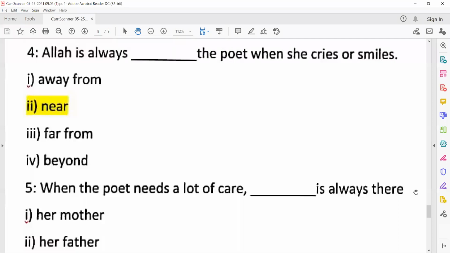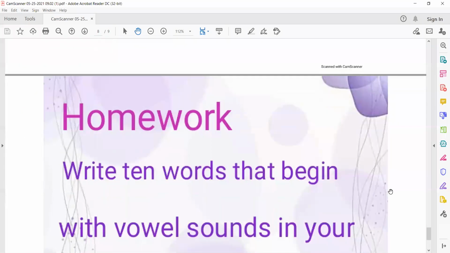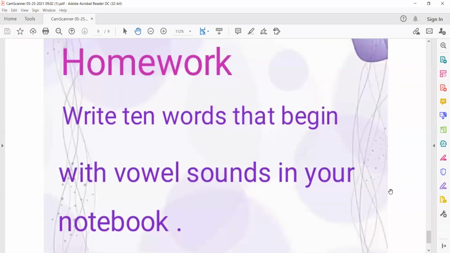Now, note down your homework. Write 10 words that begin with vowel sounds in your notebook. Okay? Homework is that you have to write 10 words, but the words must start with vowel sounds. And inshallah, tomorrow before starting our lecture, I will ask you and you will have to send me those 10 words in the chat box. Clear, children?